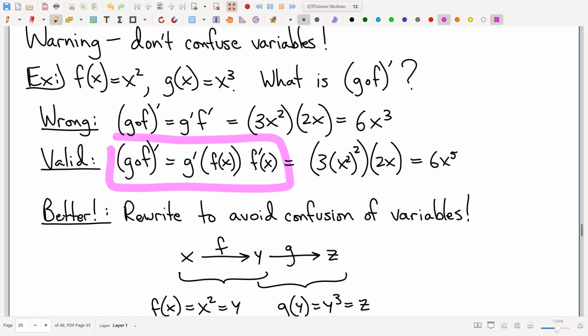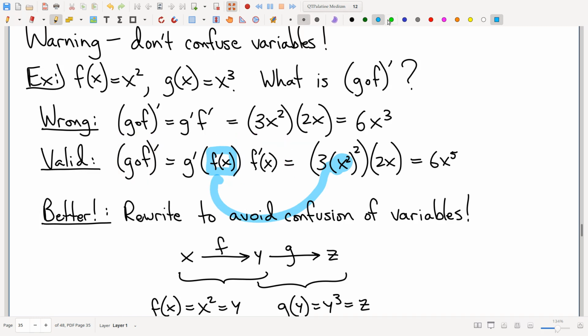Here's the Newton notation for the chain rule. And yes, derivatives do multiply, but you have to be careful to evaluate at the appropriate places. And I'm sure y'all recall G prime has to be evaluated not at x, but at f of x. And so with that in mind, I should have plugged in x squared into the G prime, which of course is 3 times the square of whatever you plug into it. And that then correctly gives you the right answer.